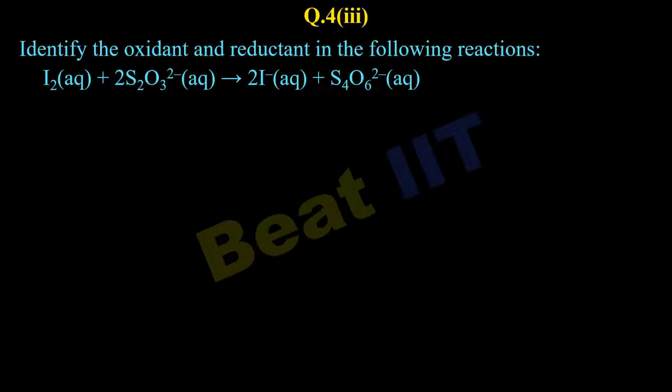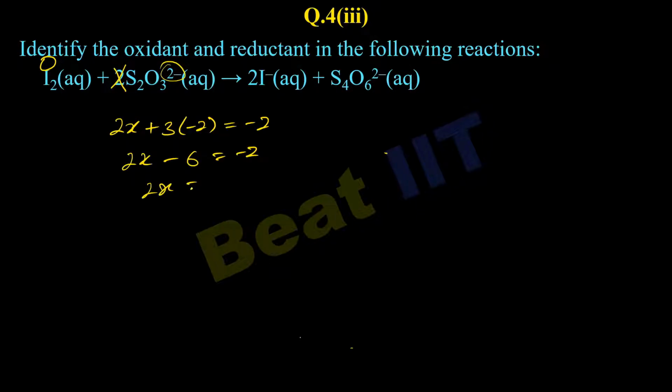Next, identify the oxidant and reductant in the following reaction. Find the oxidation numbers. Iodine in its standard form 0. Here the sum of all oxidation states will be -2. Sum of oxidation states of this part only. You will not consider the stoichiometric coefficient. So 2 times sulfur x plus 3 times oxygen -2, sum will be equal to -2, this part. It means 2x minus 6 equals -2. 2x equals 6 minus 2 equals 4, and x will be +2. So sulfur oxidation state here will be +2.